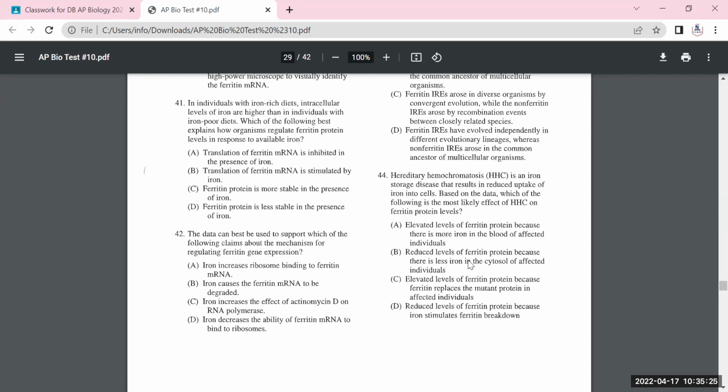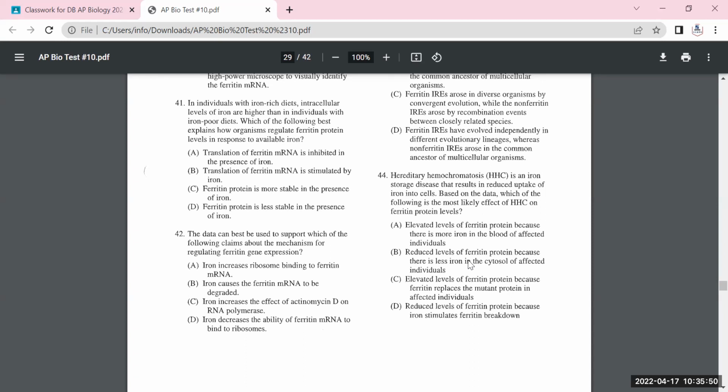Okay. Hereditary hemochromatosis is an iron storage disease that results in reduced uptake of iron into cells. Based on the data, which of the following is the most likely effect of HHC on ferritin protein levels, right? So it's going to reduce uptake of iron, right? So what is that going to do?